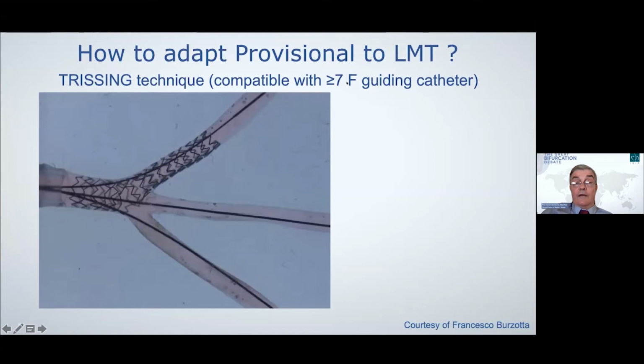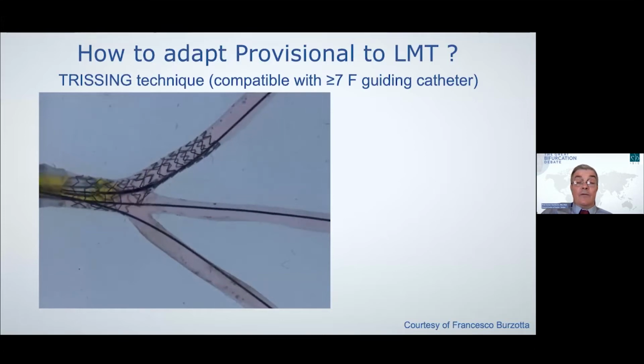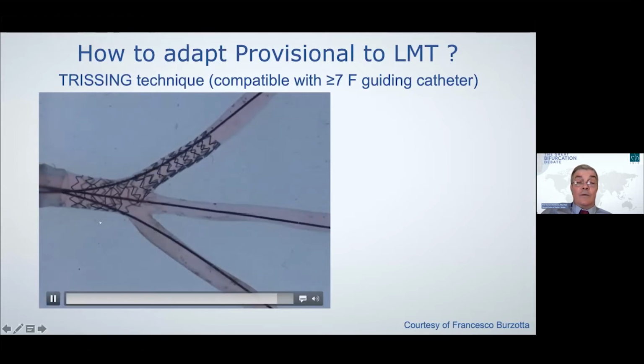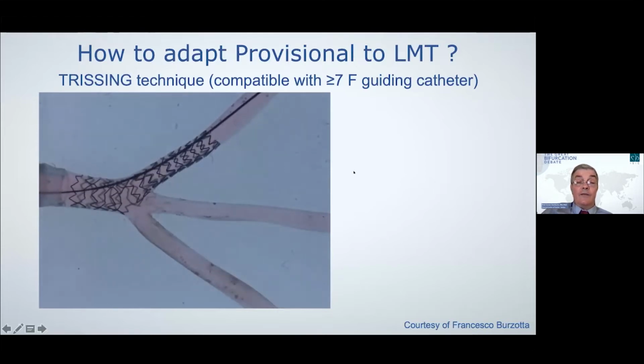To be able to perform this, we need at least 7 French guiding catheter and new low profile coronary balloons. And of course, after tracing, we need to finalize the procedure with proximal edge balloon inflation. And this is the end result.